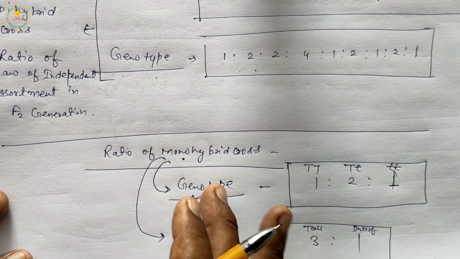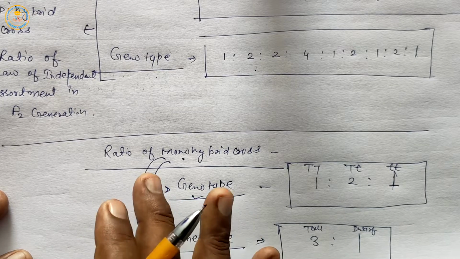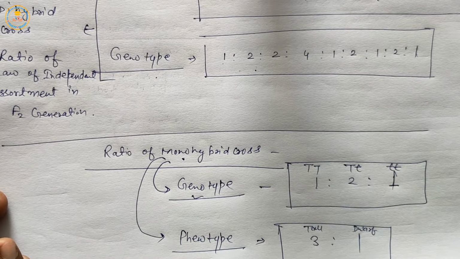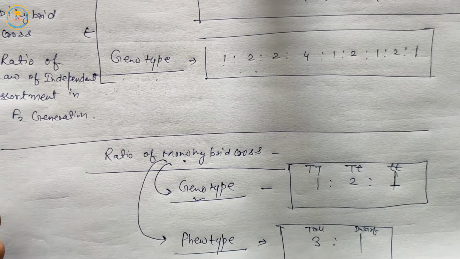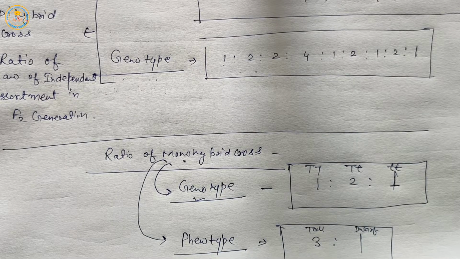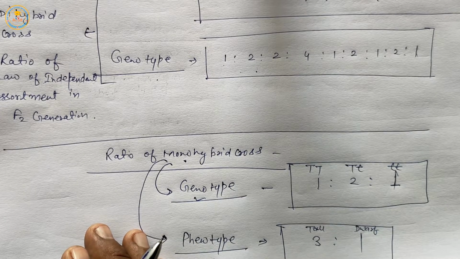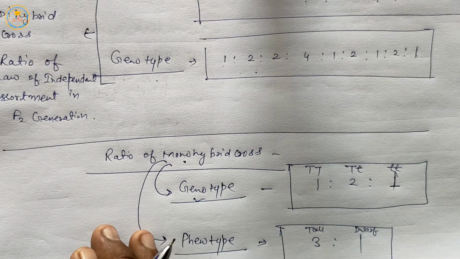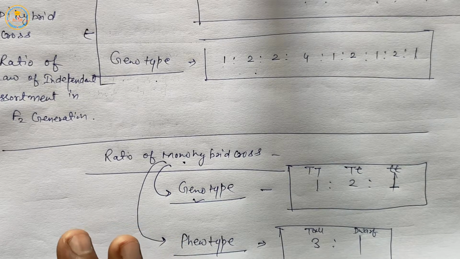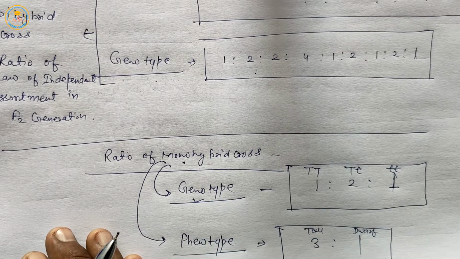All of you studied this in the previous class, in the second law of Mendel. And next day we will start some specific other crosses like test cross and back cross. Students, remember, test cross and back cross are types of out cross.